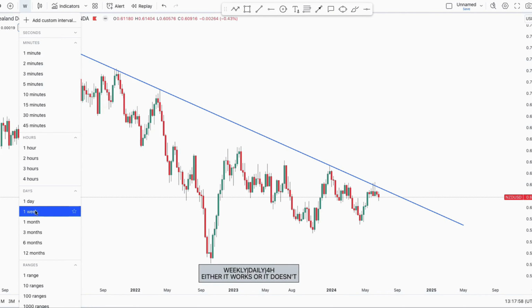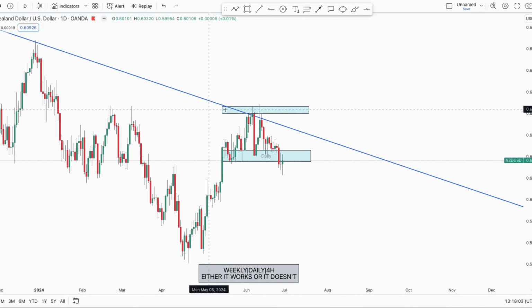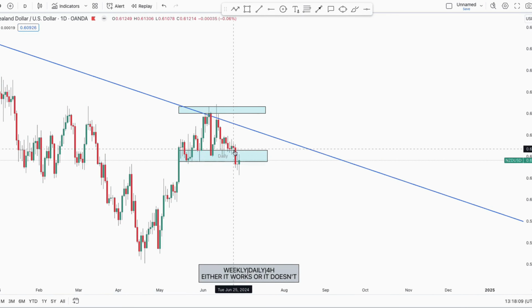So let's go down to the daily time frame. Now on daily, we can see that price is somewhat forming consolidation at that weekly level. So we've got this daily support, daily resistance. Price recently broke through there, and now we're retesting back in this area.